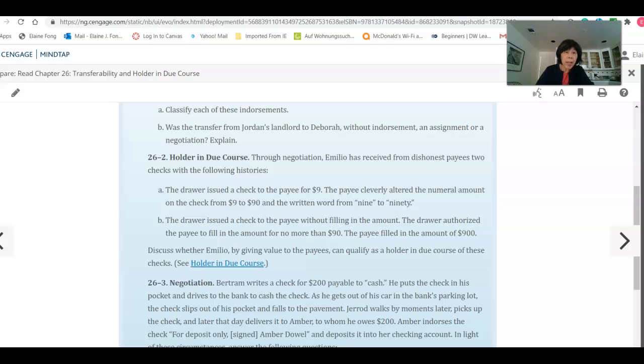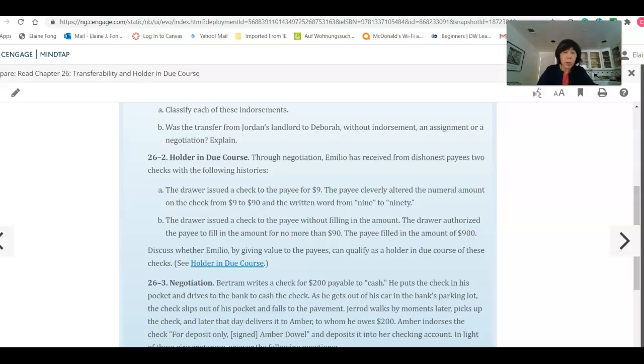The first check, letter A, has been issued in the amount of $9, and then the facts tell you that the payee cleverly altered the numeric amount from 9 to 90, and then changed the 9 on the check, spelled out, to 90. All right, so there's been a clever alteration here. Emilio has paid value. Can he be a holder in due course, an HDC? And well, what we're going to do is take a look.